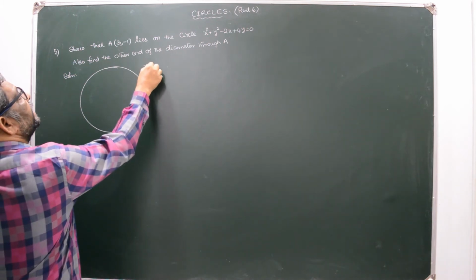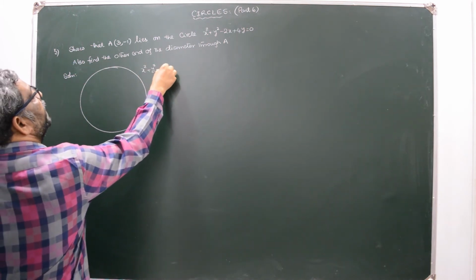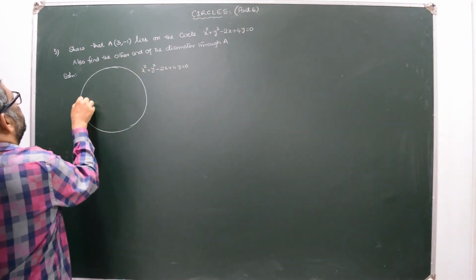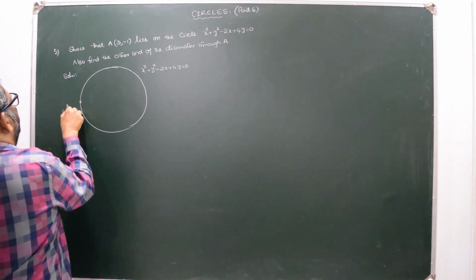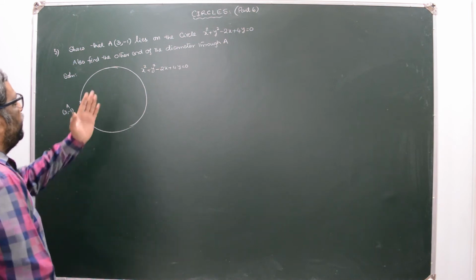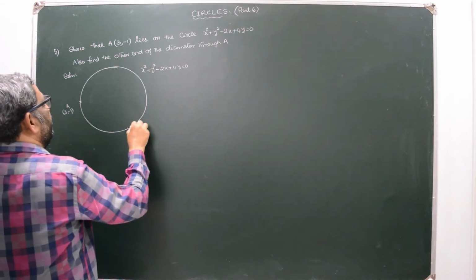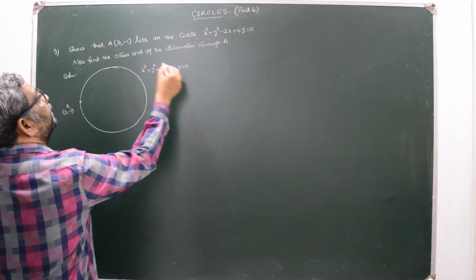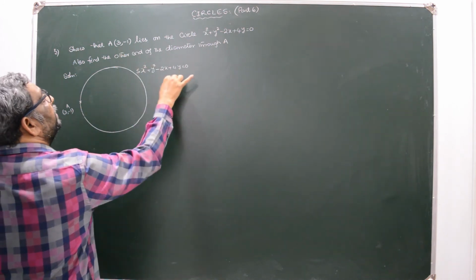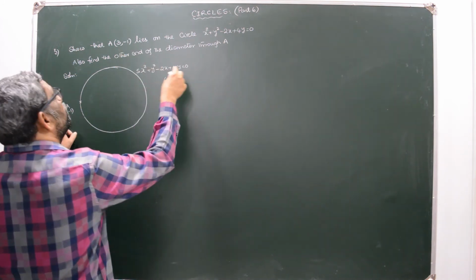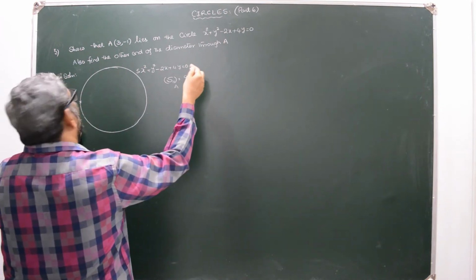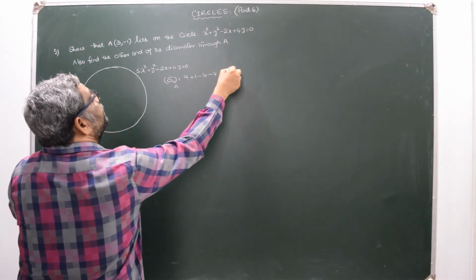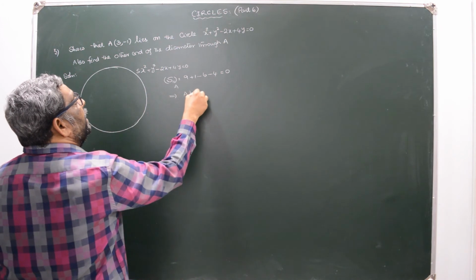This is the circle x square plus y square minus 2x plus 4y is equal to 0. We are asked to show that the point A lies on the circle. If a point lies on the circle, you can substitute and verify whether it is satisfied or not, or otherwise S11 must be equal to 0. Consider S11 with reference to A. Substitute: 9 plus 1 minus 6 minus 4, 10 minus 10, 0, implies A lies on the circle.